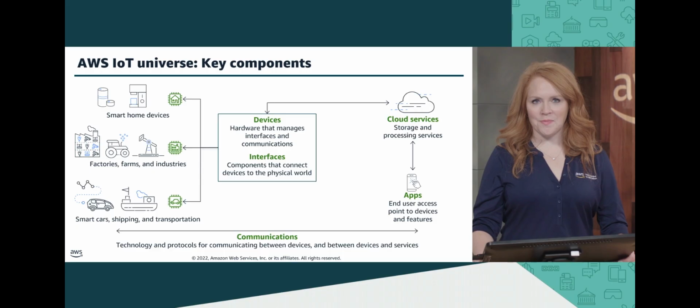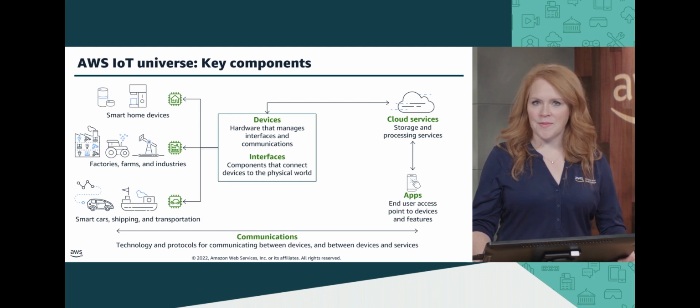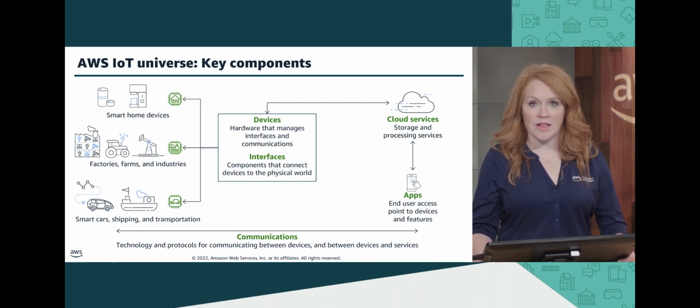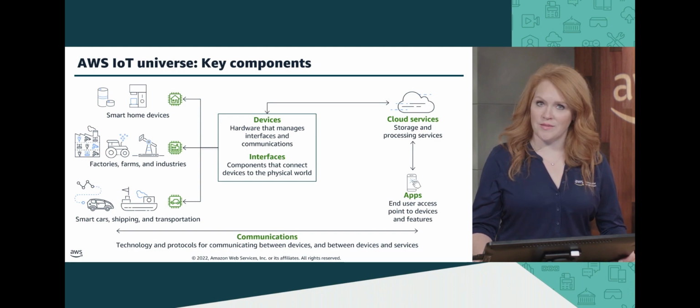You can break the main components of the IoT universe into 5 categories: devices, interfaces, communications, cloud services, and apps. Devices communicate with each other and with cloud services through a variety of technologies and protocols. For example, a device might send information by using a protocol, such as HTTP, traveling over the cellular network. The contents of the messages that IoT devices send might be semi-structured or unstructured.